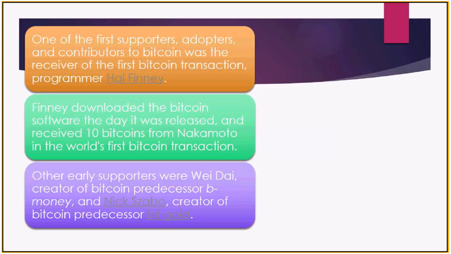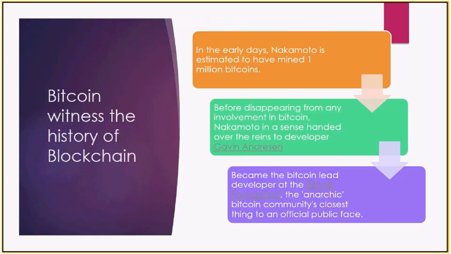One of the first supporters, adopters and contributors of Bitcoin, the receiver of a Bitcoin transaction, was Hal Finney, and these are very important questions people do ask in general knowledge and interviews. Finney downloaded Bitcoin, and how much Bitcoin did he get with his first transaction? He got 10 Bitcoins for his first transaction. The early supporters were there in the first year of the development of the Bitcoin mechanism, which is the blockchain mechanism.